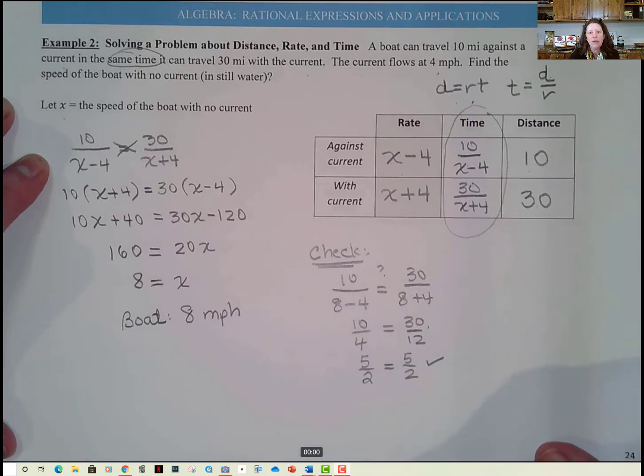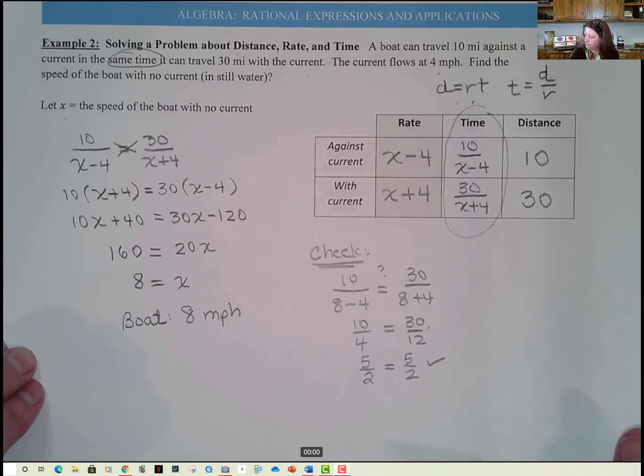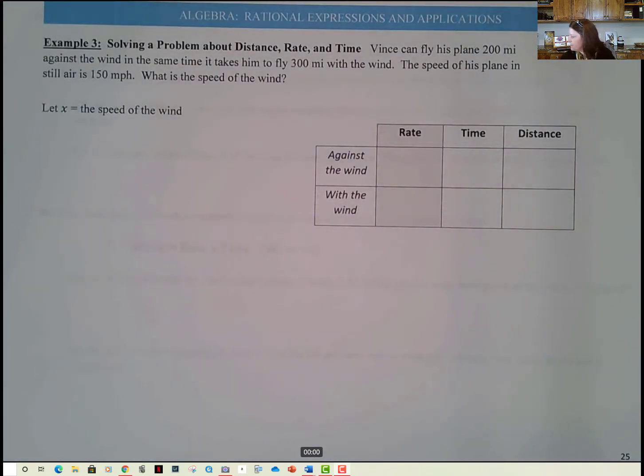So the time traveling against the current and with the current, both those scenarios, is 5 halves of an hour. You might say 2.5 hours. And that checks out just fine.